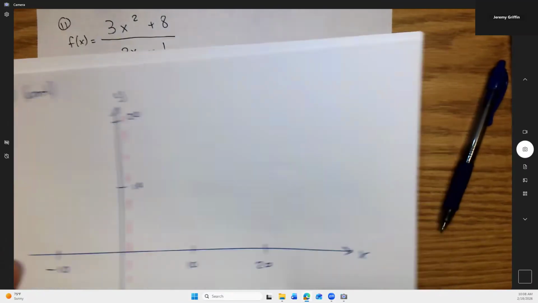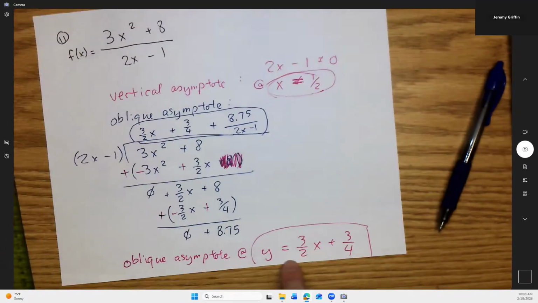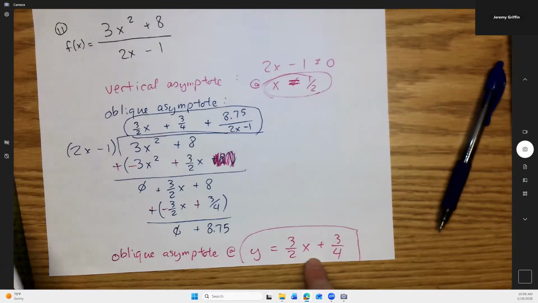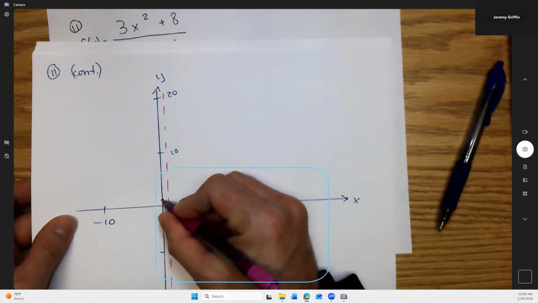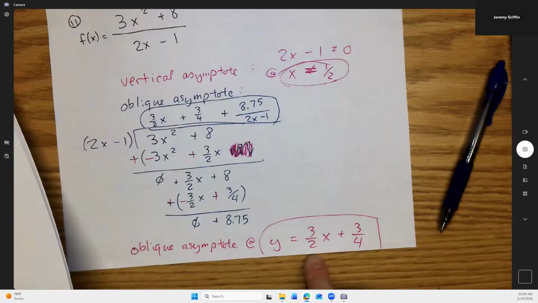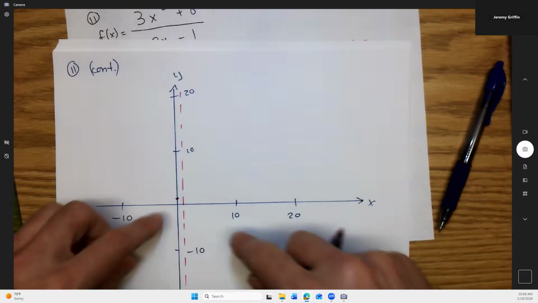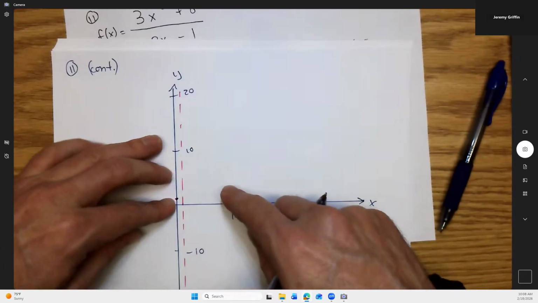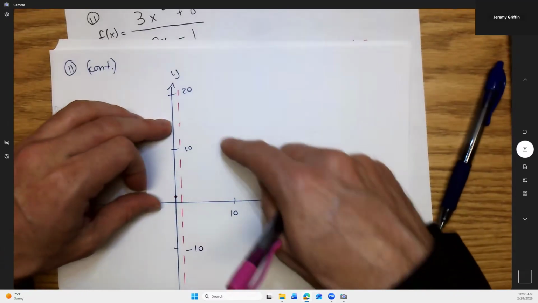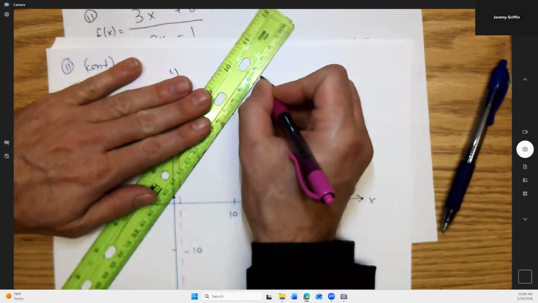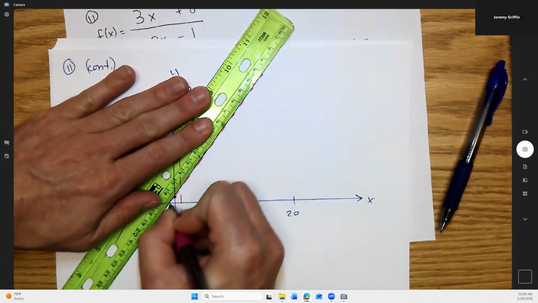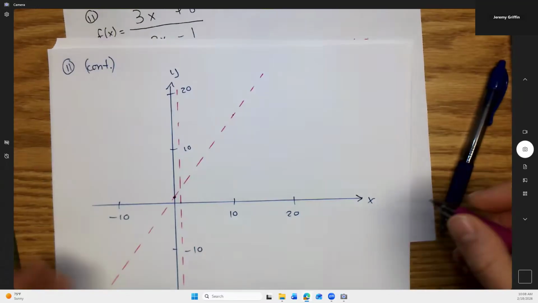Okay, and then there's this oblique asymptote, y equals 3/2 x plus 3/4. Now 3/4 is probably pretty close to there. And then we have a slope of up 3/2. Can you guys do a slope of up 3/2? 1, 2, 3, 1, 2. It's probably pretty close to here. It's kind of eyeballing it. It should be fairly close to that. All right, there's that oblique asymptote.